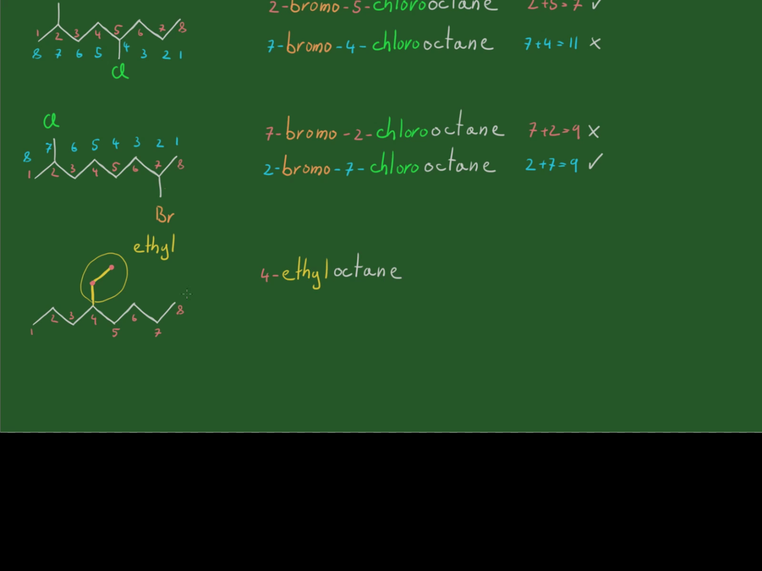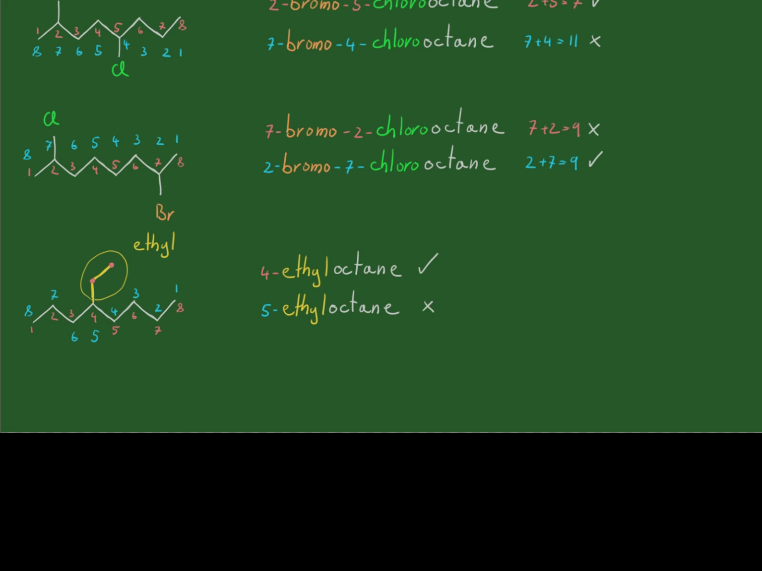What if we number it the other way around? Let's have a look. Well, the other way around, the name would be 5-ethyl octane. And because we are aiming for the lowest set of numbers, it means that the red numbers are correct. So it's 4-ethyl octane, not 5-ethyl octane. Fantastic.